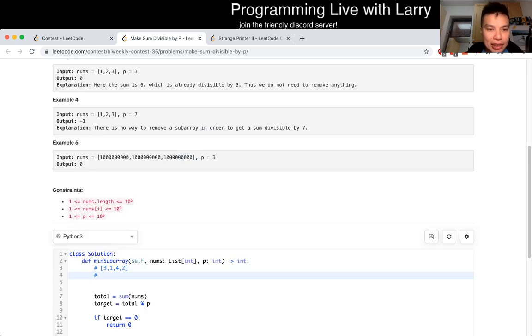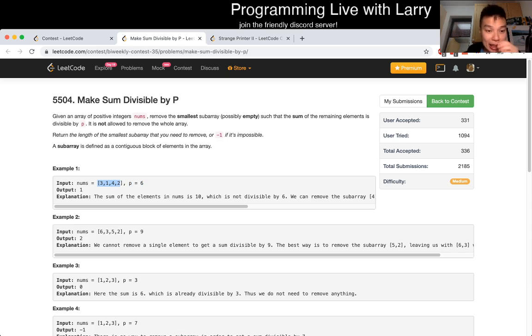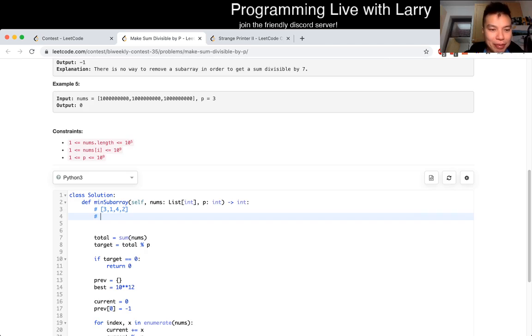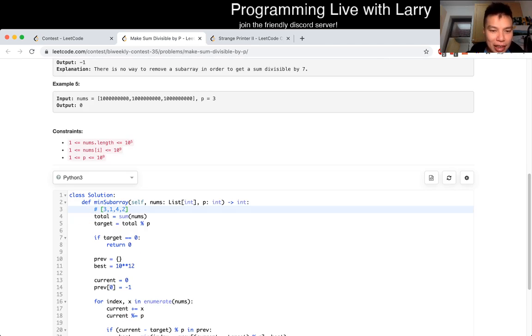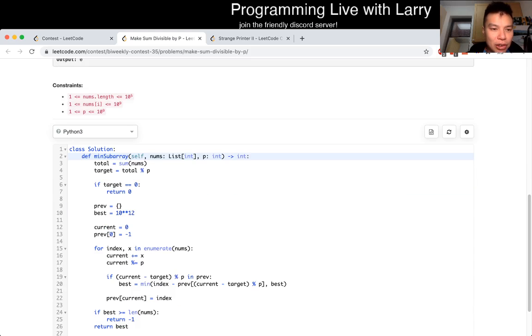For example, in this case, the sum is 10 and p is equal to 6. So then our target would be to remove a subarray that's equal to 4. And once we reduce it to that problem, this is actually standard-ish, minus some edge cases which I mucked up. Like I said, I took the total, which is the sum of the array, and I took target as equal to total mod p.